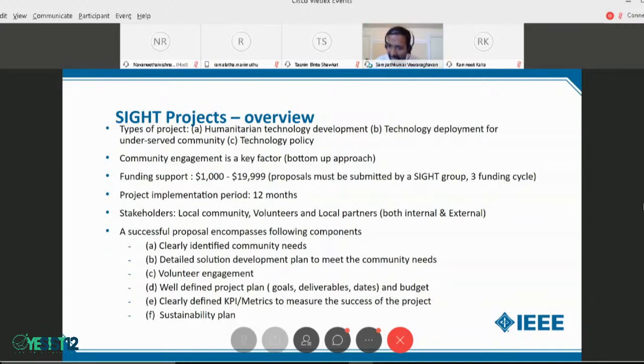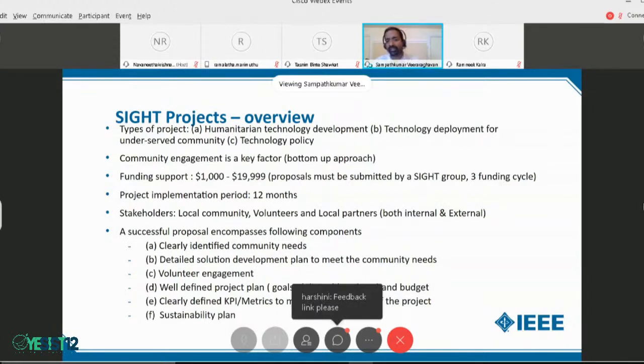Okay, so make sure that any project or proposal that you put forth has two or four things, right? One is it has a clear identification of a community, and then you're working backwards from the needs of the community. And it's a 12-month window, and then typically you have local partnership. It's not mandatory, but it's good to have a local partnership. And then it's purely driven by the IEEE volunteers and the non-IEEE volunteers at the grassroots level.